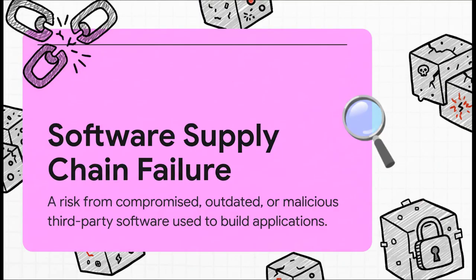So what does this actually mean in the tech world? Well, here's the textbook definition. A software supply chain failure is when the risk comes from those bricks, the third-party software, the libraries, the tools that are used to build the final application. The problem isn't with the architect's blueprint, the main code. The problem is that the materials themselves were bad from the start.